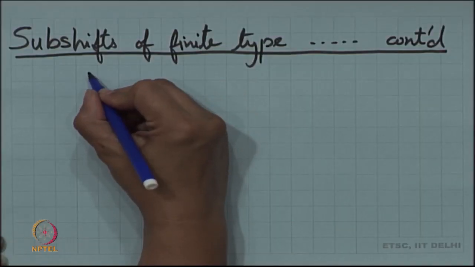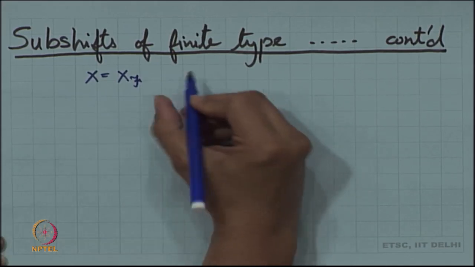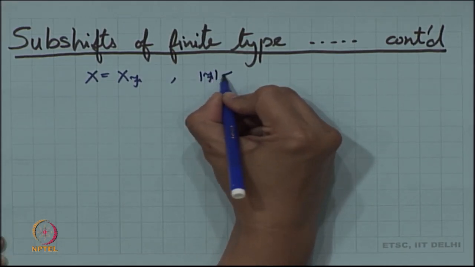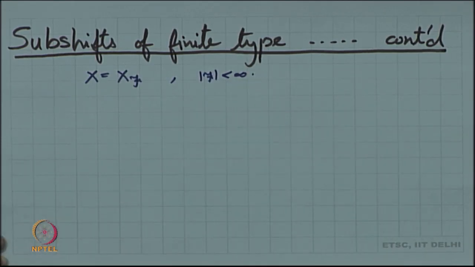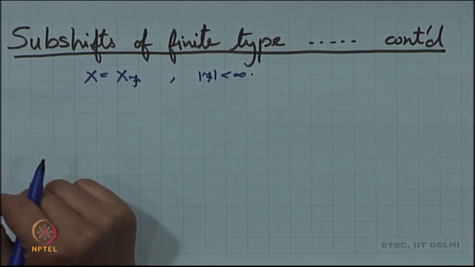First of all, I start with the definition of subshift of finite type. A subshift of finite type is basically a shift space for which the representation of forbidden blocks is finite. And we had again seen something else over here.